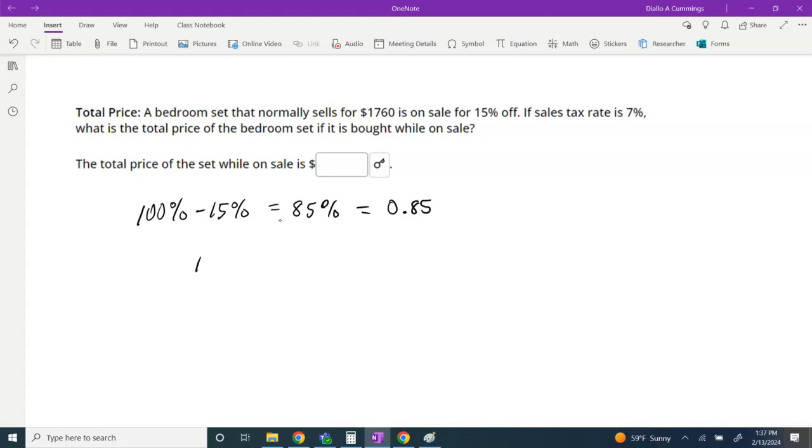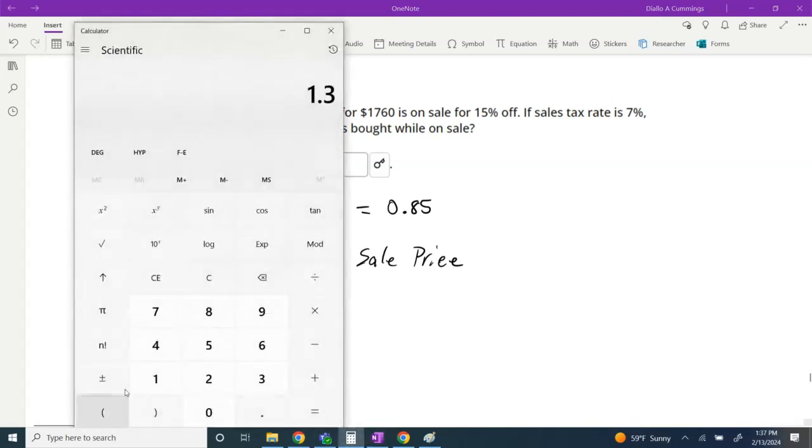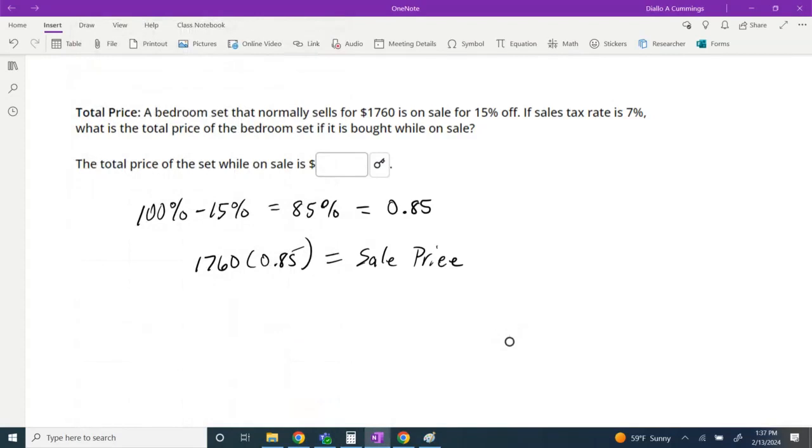I'm now going to take 1,760 and multiply by 0.85. This is going to give me the sale price, right? The 15% off price. So I have 1,760 times 0.85, and we get $1,496. That's the sale price.